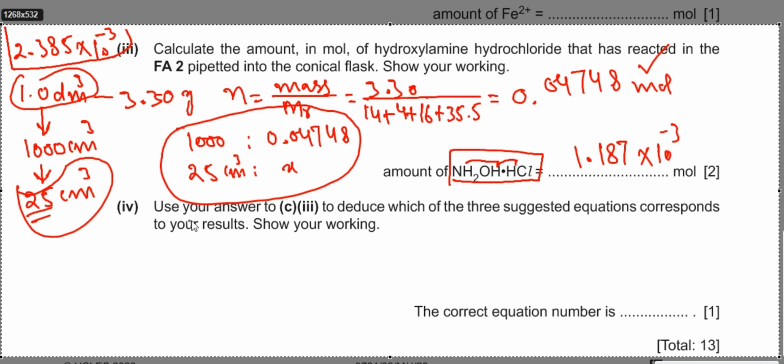Then finally he says to use your answer to C3 to deduce which of the 3 suggested equations corresponds to your results. Show your working. So this is actually the molar ratios. Okay, clearly write down the answer which you obtained earlier. That was the volume which we obtained, NCV for the manganate ion, and with the help of the manganate ion we calculated iron.